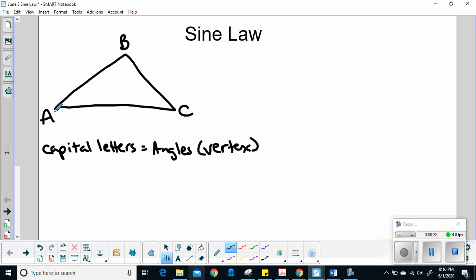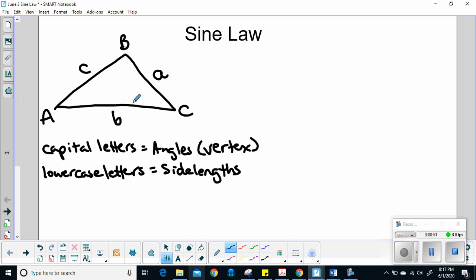And then what we do is we make sure that the side opposite from it, so A looks over here, so that becomes little a. Big B looks over here, so that's little b. And big C looks over here, that's little c. So the lowercase letters, that's my side lengths.